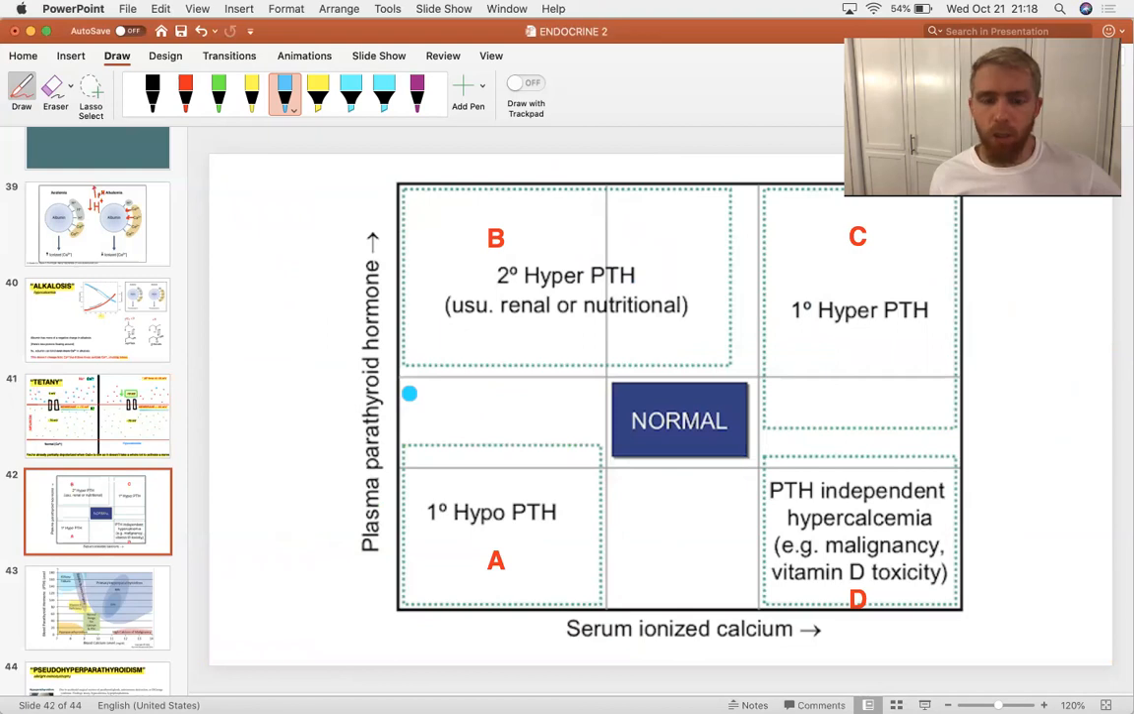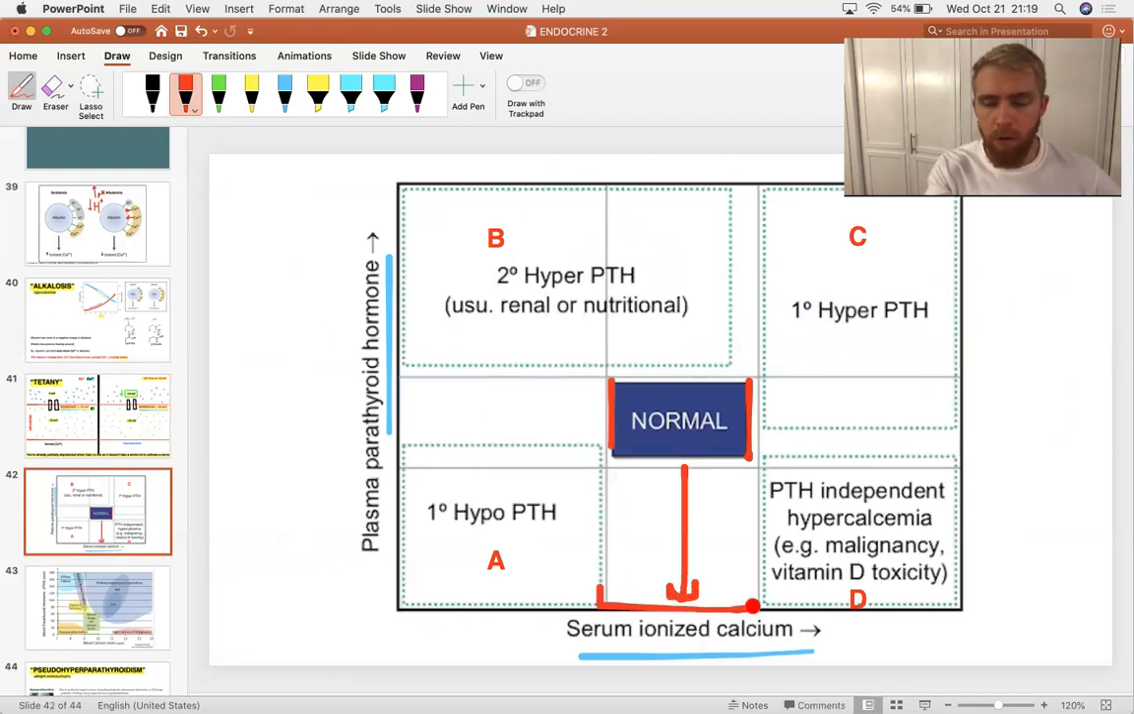Here is a great graph. I would say learn this, memorize it, understand it. PTH on the y-axis, calcium on the x-axis, and we've got this box in the middle that's representing the normal range of serum calcium. And then the top and bottom of the box represent the normal range of serum parathyroid hormone. So obviously, if something is out of the normal range, then it'll be elevated or decreased on the axis of the graph.